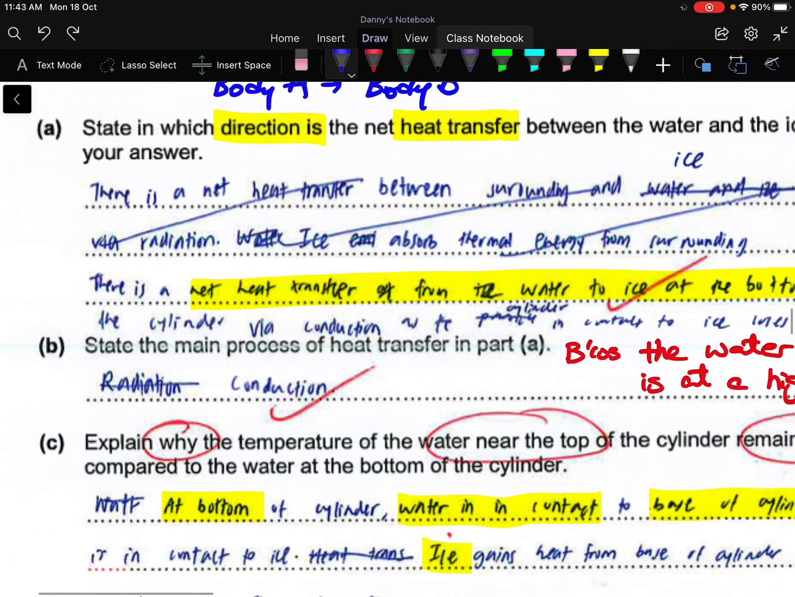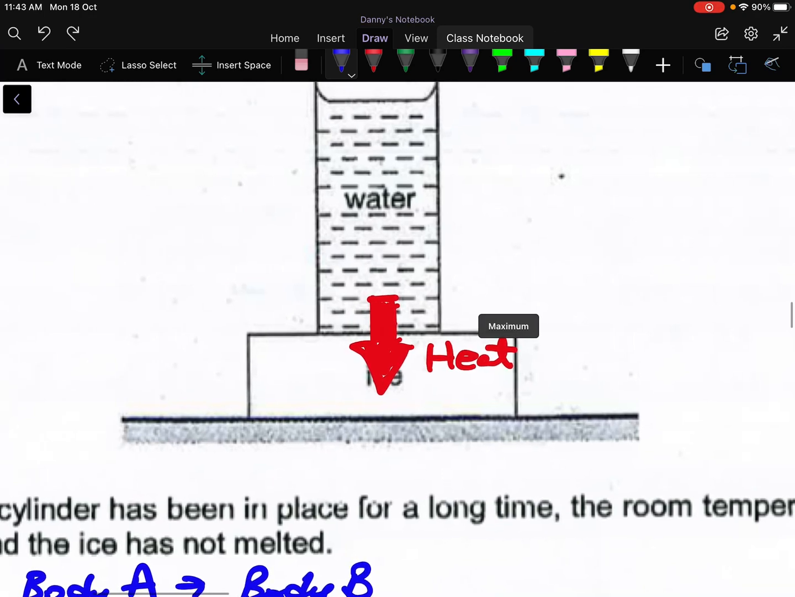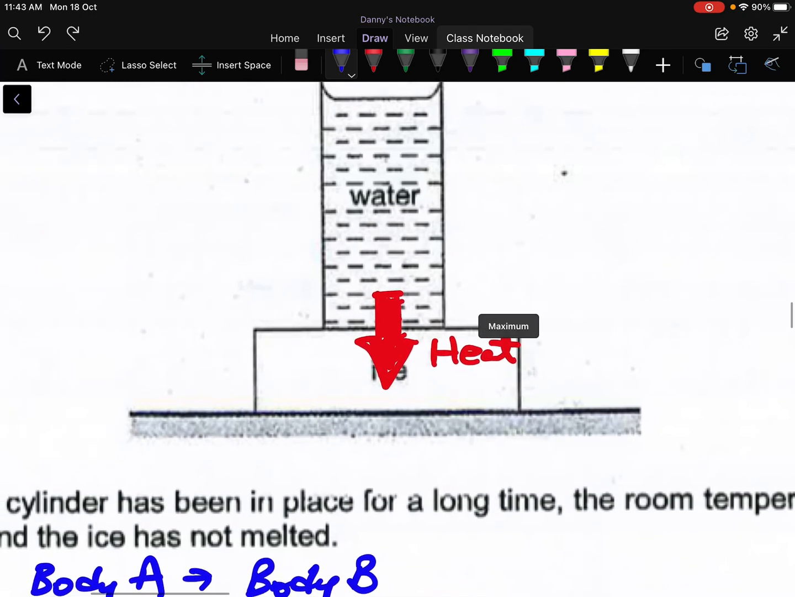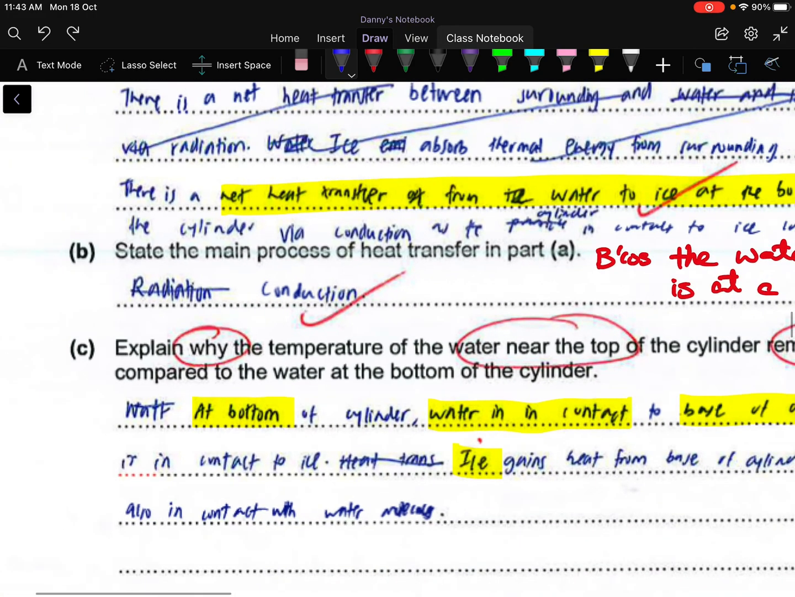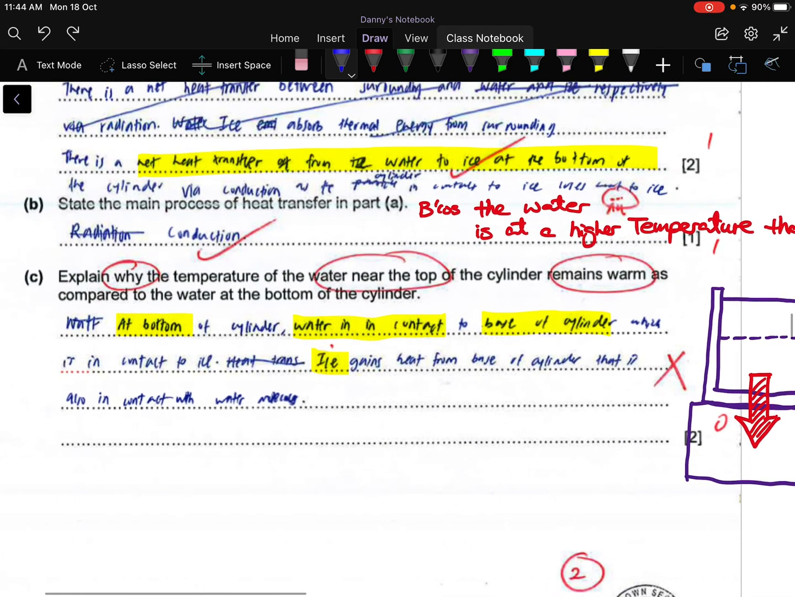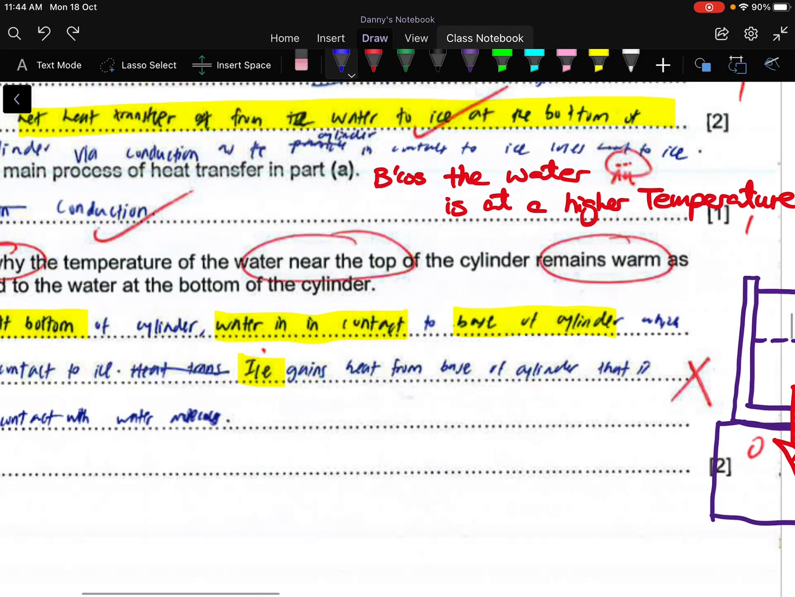For part B, you are asked to state what is the main heat transfer in part A, meaning the main heat transfer from water to ice, and since both of them are in contact, the main heat transfer method would be conduction. Now for part C, we are not asking you to describe convection, but rather we are asking you why it is that the water on top stays warm. There are 4 answer lines and it is a 2-mark question, so we would require a bit more content.